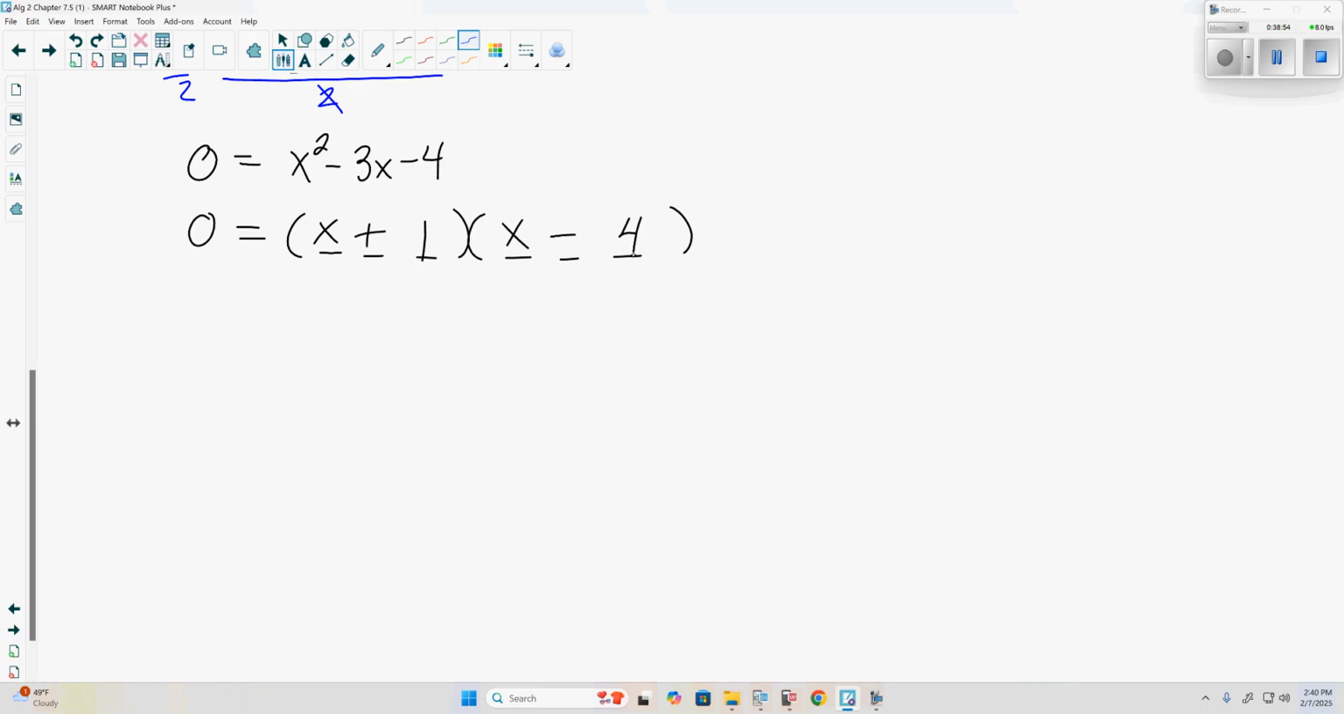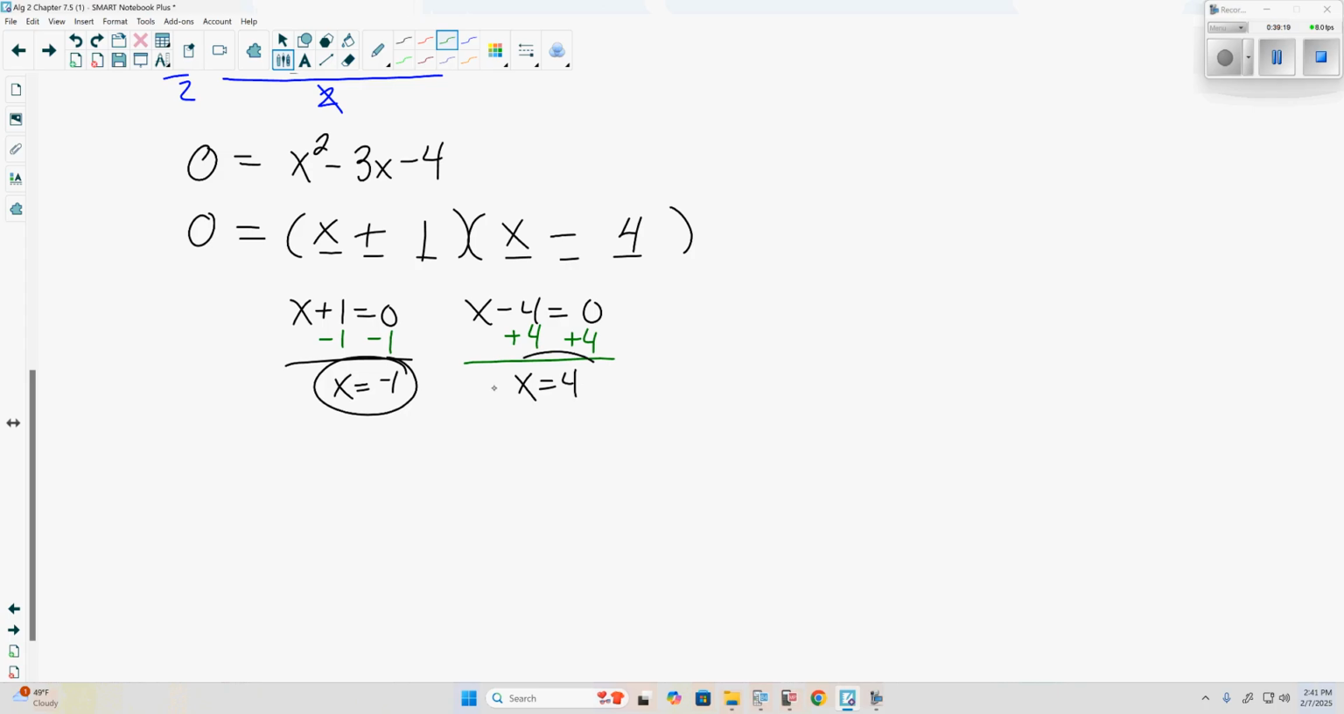Again, like we said already, we have 2 things multiplied together equals 0, so one of these must be 0. So either x plus 1 is 0, or x minus 4 is 0. So either x is equal to negative 1, or x is equal to 4. Is either one of those one of our restrictions? No. So our 2 solutions are negative 1 and 4.